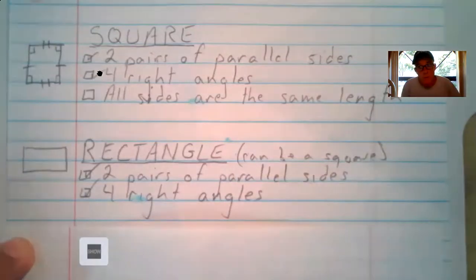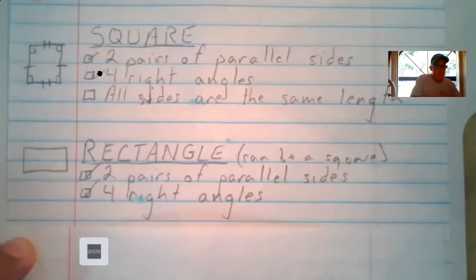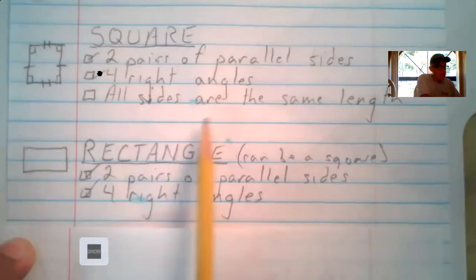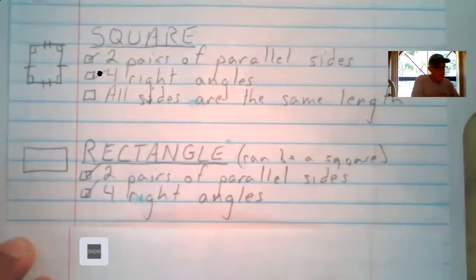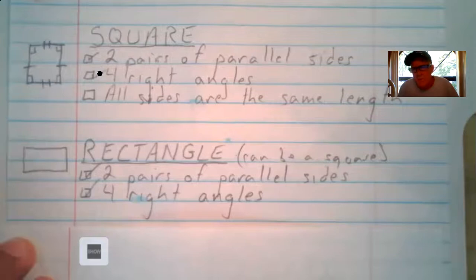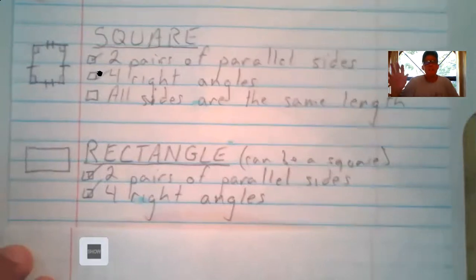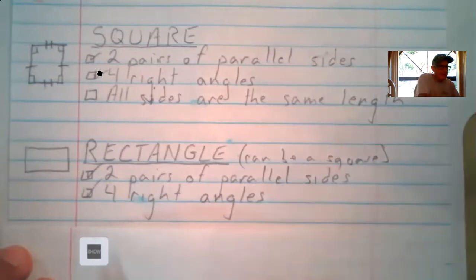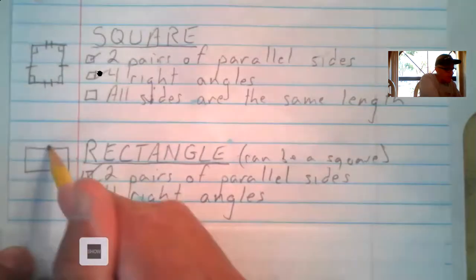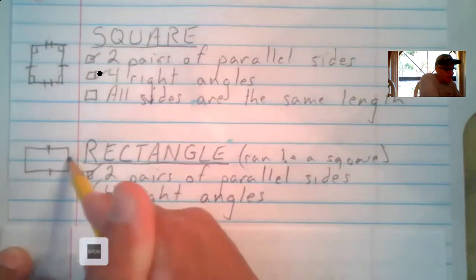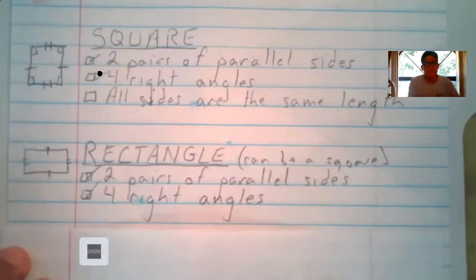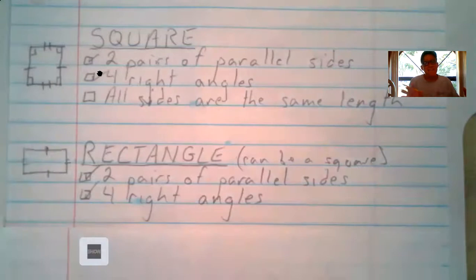Now, can a square be a rectangle? No, because a square has to have all equal sides. All sides are the same length. A rectangle doesn't care if all sides are the same length. Like I said, it's a little less uptight. So we can see that these are not equal sides right here. This pair of parallel lines are different lengths than this pair of parallel lines. So it's a little less uptight. All right, it's more relaxed.